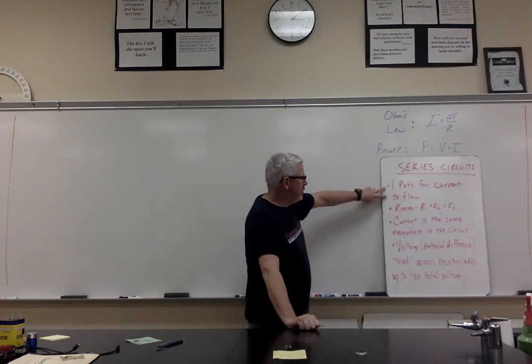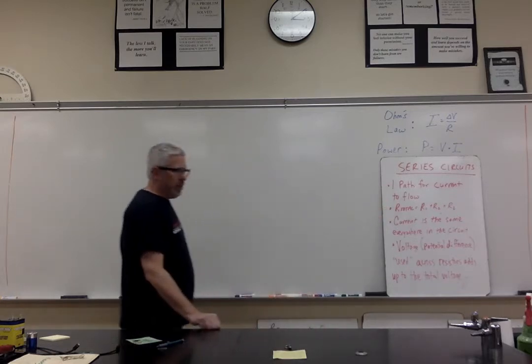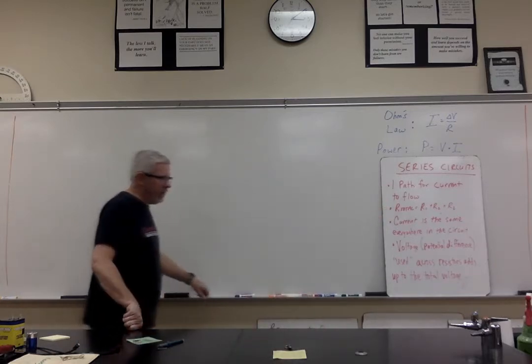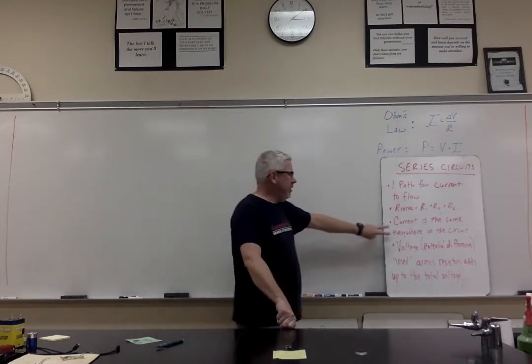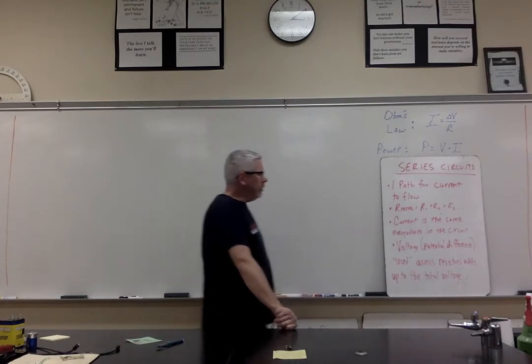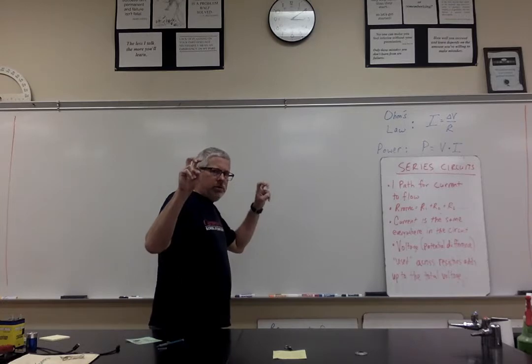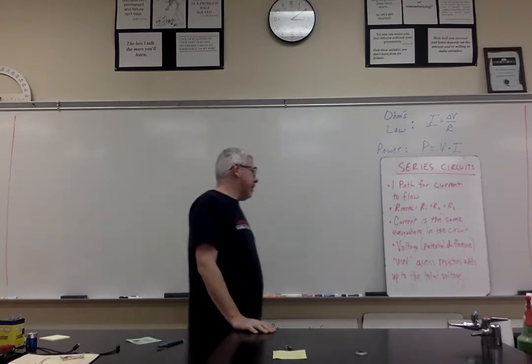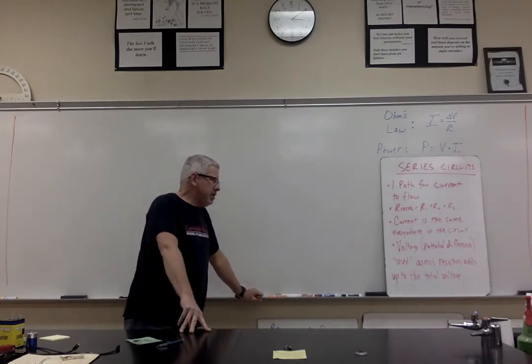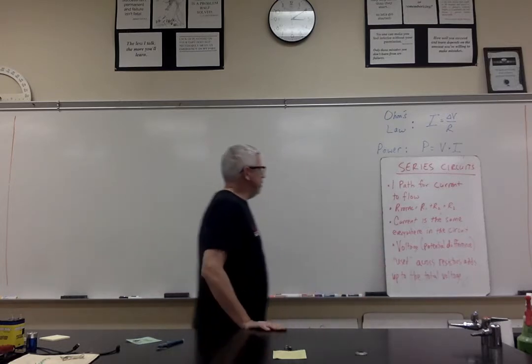So in this case, once again, one path for electricity to flow. We're going to find the total resistance of the circuit by simply adding up the resistance values. We're also going to find that current is the same everywhere in the series circuit. And finally, we're going to discover the voltage, or potential difference, that's used, and I want to use that in air quotes, and I'll talk about that in a few minutes, across the resistors adds up to the total voltage provided by the battery or the power source in the circuit. So those rules are going to apply for any series circuit.